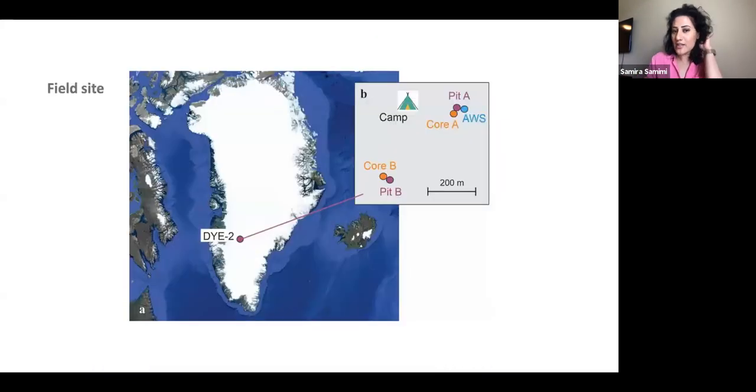My study area is in the upper percolation zone in the southwest of the Greenland ice sheet, at an elevation of about 2,200 meters. We use two field sites that are about 400 meters apart, and firn pits were about 5.3 meters deep at site A and 2.2 meters at site B.